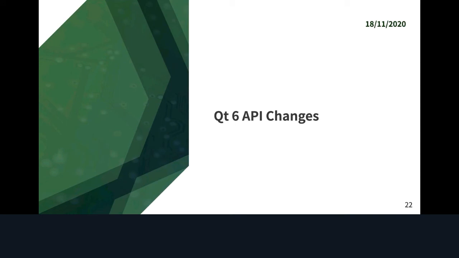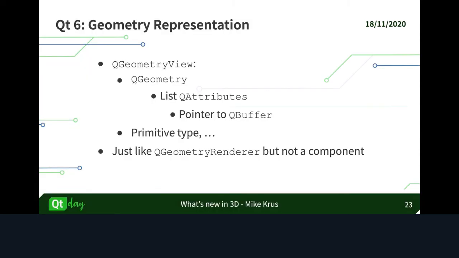Other changes we've made in the Qt6 API. The backend renderer is going to be mostly transparent for the majority of users. You'll just get better performance. But there are lots of other changes that were made in the Qt6 API. In particular, we've been working on changing slightly the way that geometry is represented.